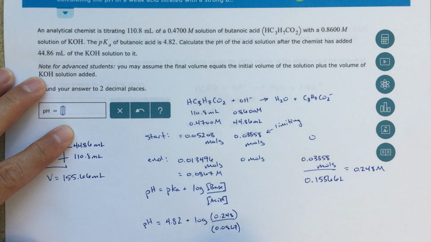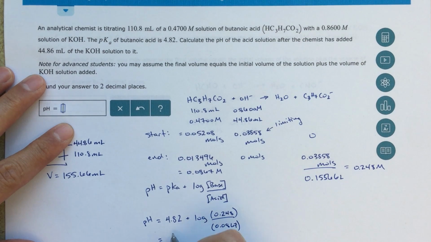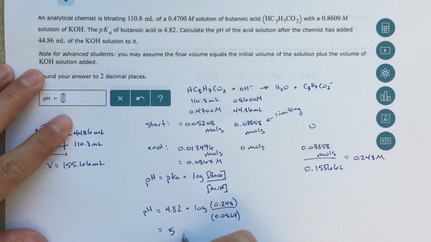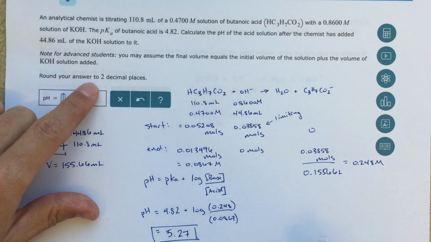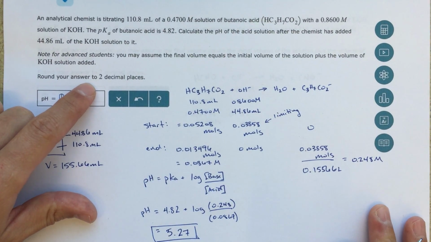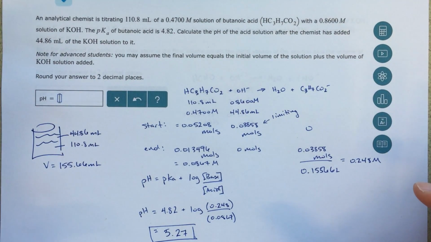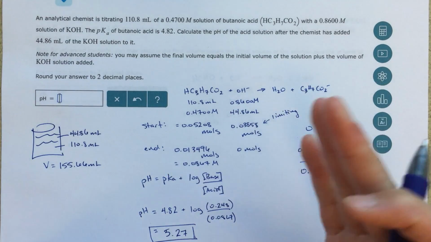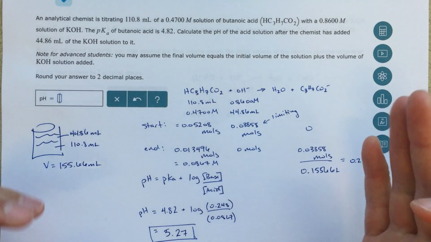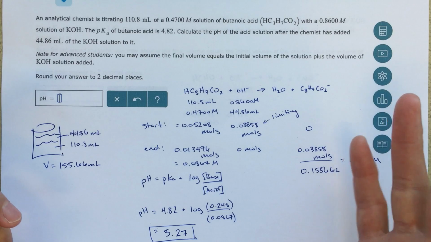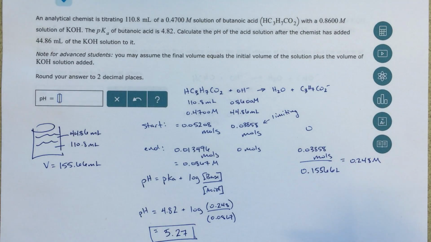Plug this in, solve for my pH, and that should give me a pH equal to 5.27. So that should be my answer, to 2 decimal places. I can round that at the very end there. So that is the most common way that you're going to see this problem. We're going to be somewhere between the start and the equivalence point. So that becomes a buffer, and we can use the Henderson-Hasselbalch equation to solve that problem there.